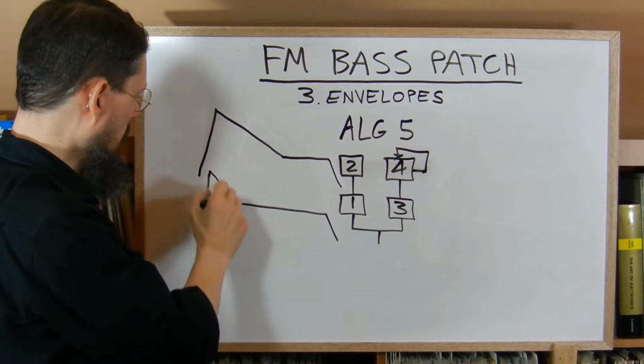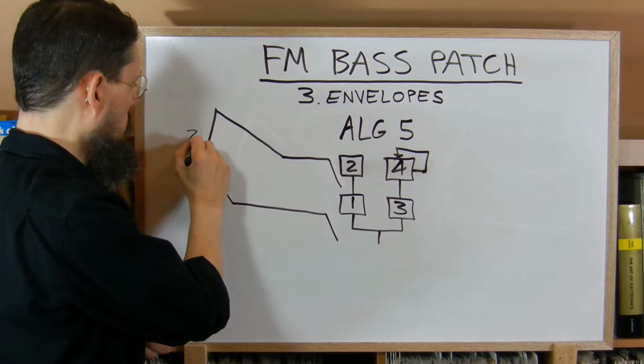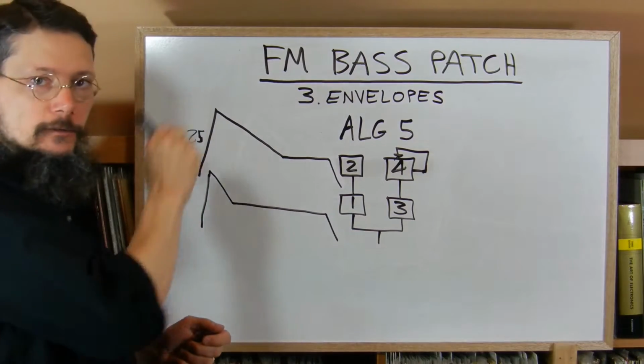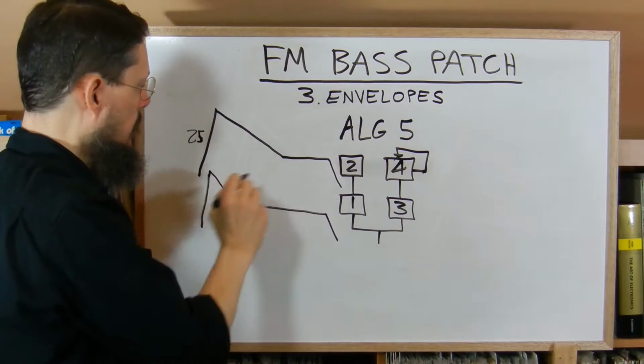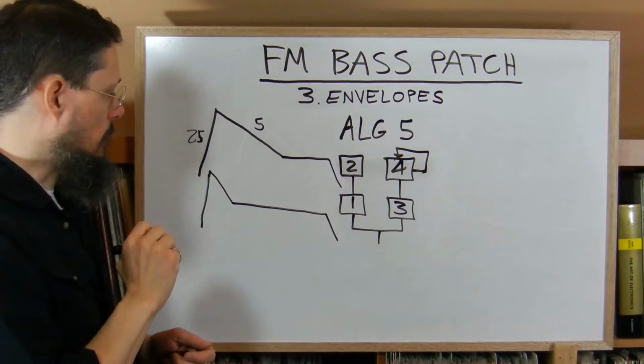So for the attack and the decay on the resonant part, I'll pick a number for the attack of, say, 25. So that's a moderately fast attack, and a decay rate of, say, 5, which is a rather slow decay rate.